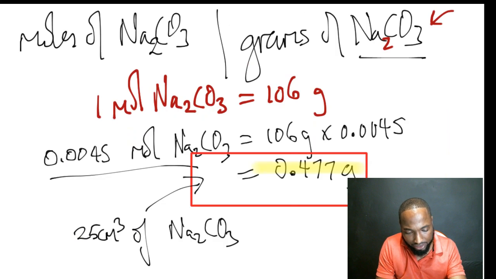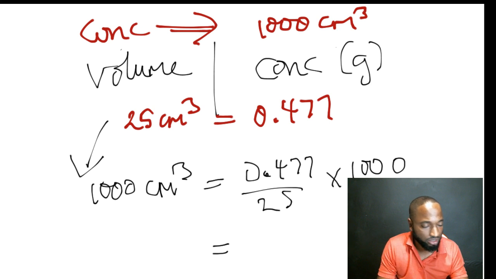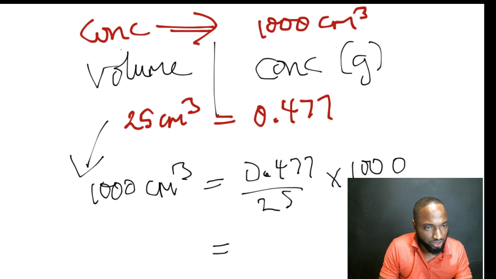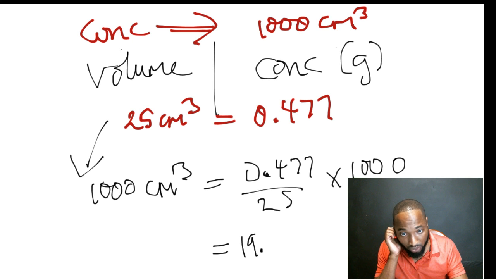We're on the end here. What's the answer? The answer you all got? It's supposed to be 19.08. We're running out of time. 0.477. Titration takes time. 19.08, and that's the answer. Now when you put this answer 19.08, you need to put the unit, dm³.